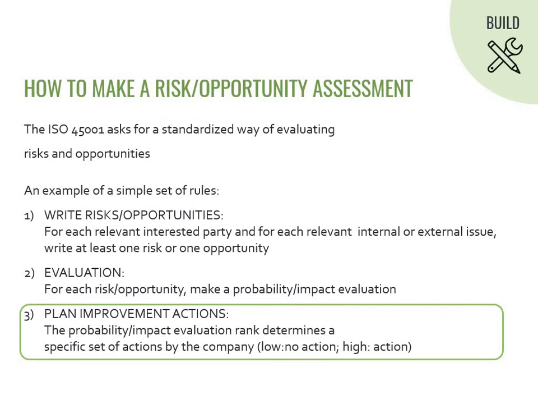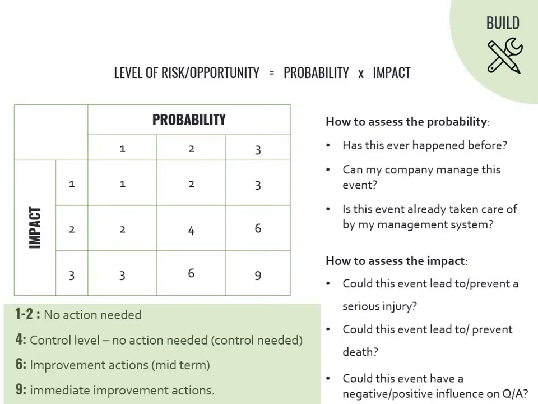And now, we can use the third rule of the risk opportunity assessment. Plan improvement actions. The probability impact evaluation rank determines a specific set of actions by the company. We have to make a correlation between the level of risk opportunity and the improvement actions that your company has to do. A good probability and impact matrix states exactly what has to be done for every level of risk opportunity. It could be the following.